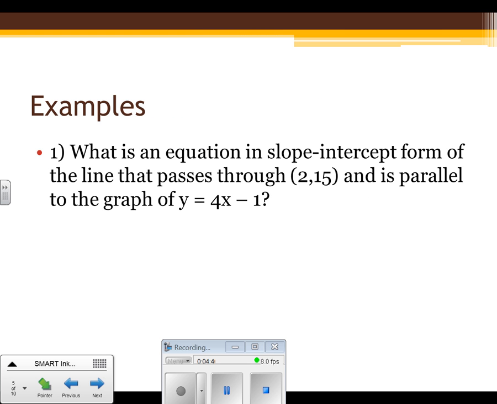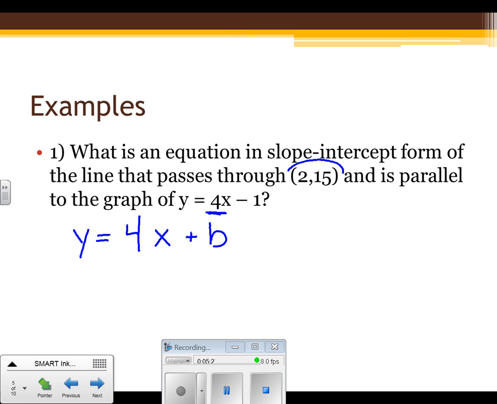What is an equation in slope-intercept form of a line that passes through (2, 15) and is parallel to the graph of y equals 4x minus 1? So it said slope-intercept form. So that's y equals mx plus b, where our m is our slope and the b is the y-intercept. If it's parallel to y equals 4x minus 1, it has to have the same slope. So I'm going to erase the m, replace that with 4. So we know the m. Now we have to figure out the y-intercept.